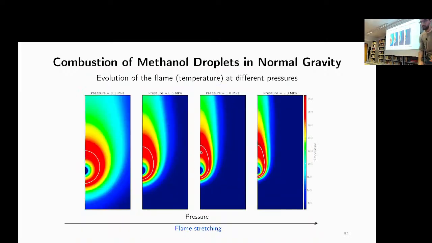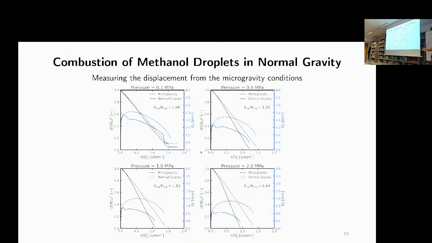If we observe the behavior as we increase the pressure, we see that again, increasing the pressure, we have higher buoyancy-driven flows and therefore a flame which is more stretched toward the vertical direction and which is closer to the droplet along the horizontal direction. And of course, this is expected to influence a lot the vaporization, the burning rate of these droplets. So to check the influence of buoyancy-driven flows in this case, we performed the same simulation for different ambient pressures at microgravity and in normal gravity conditions.